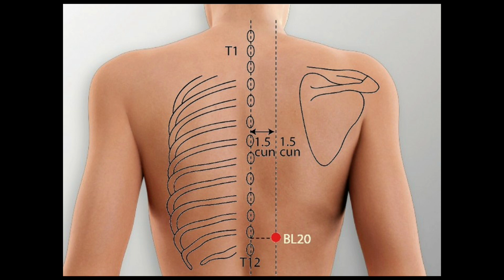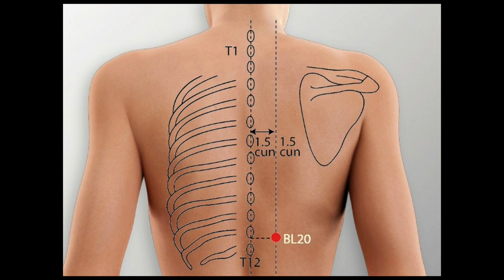Bladder 20, Pishu, Spleen Shu. On the back, 1.5 tsun lateral to the lower border of the spinous process of the 11th thoracic vertebra. Back shu point of the spleen. Tonifies spleen, stomach qi and yang. Nourishes blood, resolves dampness, regulates spleen and stomach qi.